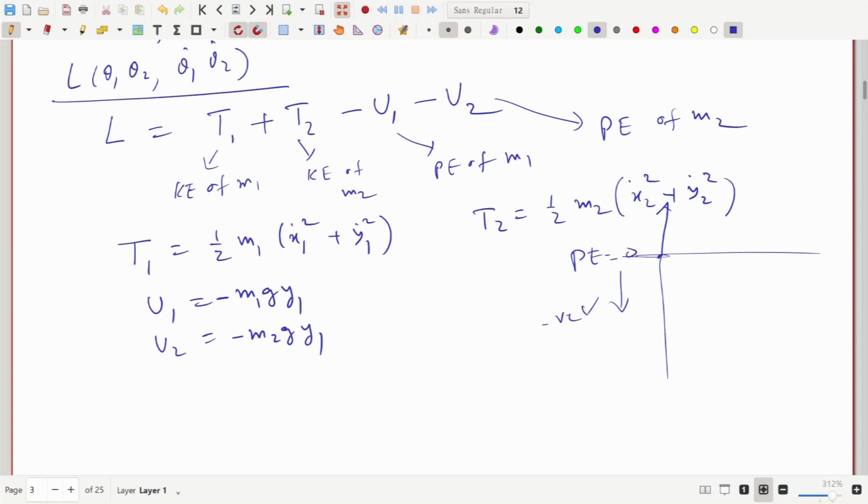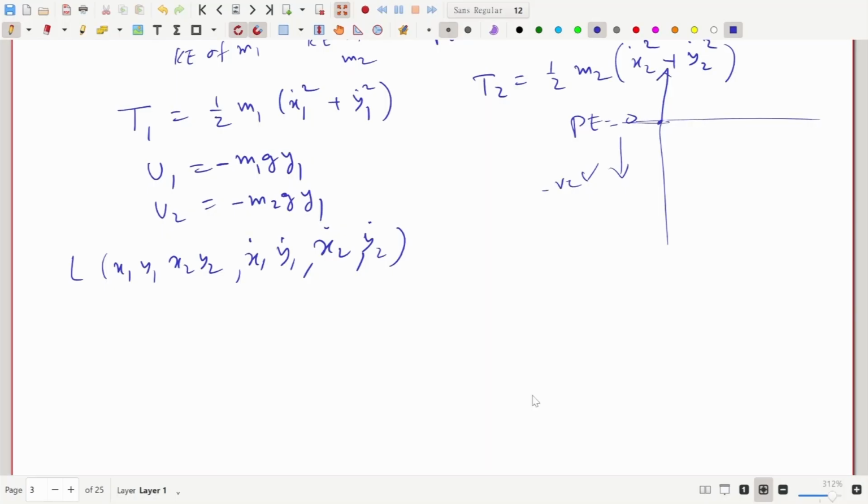Okay. So now if I write the Lagrangian in terms of these T1, T2 and U1, U2, the Lagrangian seems to be a function of x1, y1, x2, y2, x1 dot, y1 dot, x2 dot and y2 dot. So it is 4 variables, but as I said, the number of degrees of freedom is 2, so your Lagrangian should depend only on two of them. So basically you have to eliminate x1, y1, x2, y2 in terms of theta 1 and theta 2. For the earlier simple pendulum problem, you know how to replace this.